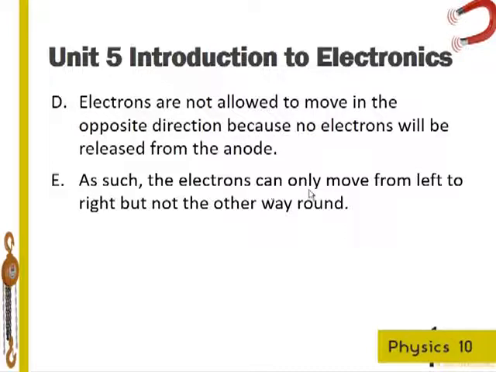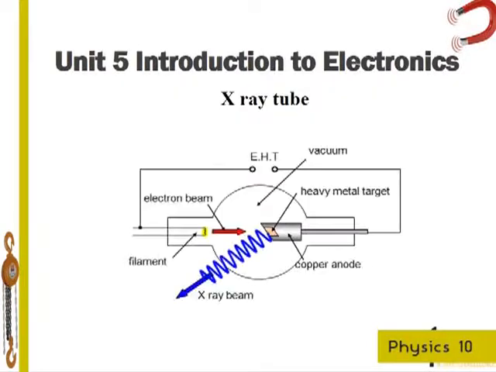Also, the electrons can only move from left to right because, as we mentioned previously, the electrons cannot move from the anode in the direction of the cathode. So we only have one direction movement. So let's have a look at an X-ray tube. Well, an X-ray tube is illustrated in this diagram.